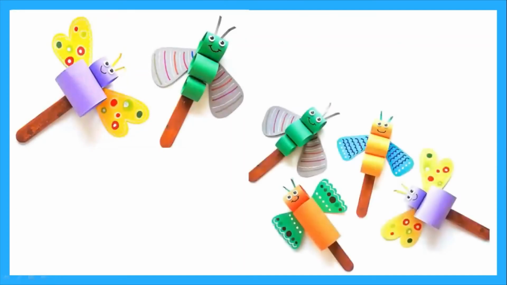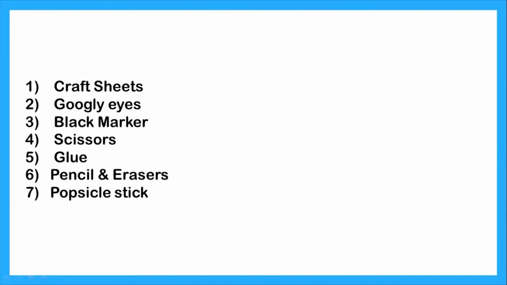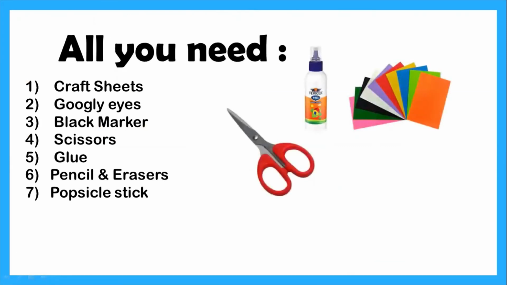Write the activity. So tomorrow we are going to make this box. Box stick craft. So all you need: craft sheets, googly eyes, black marker, scissors, glue, pencil, eraser, and popsicle sticks.